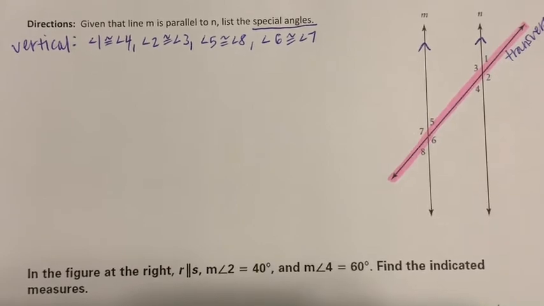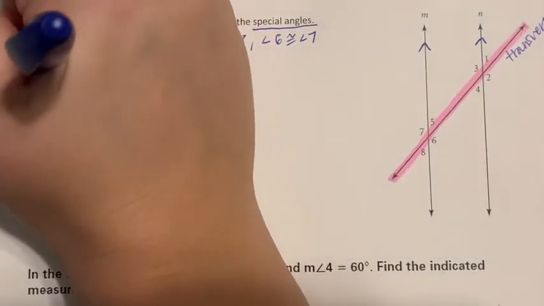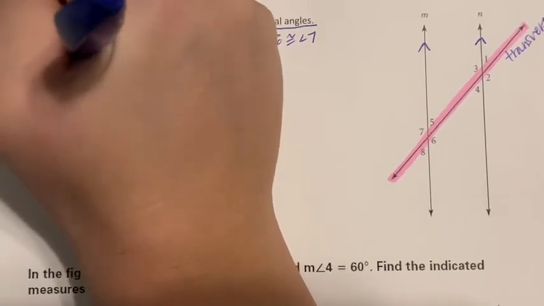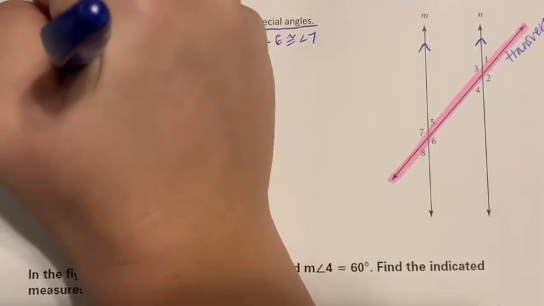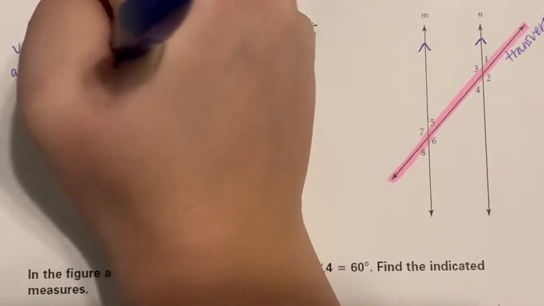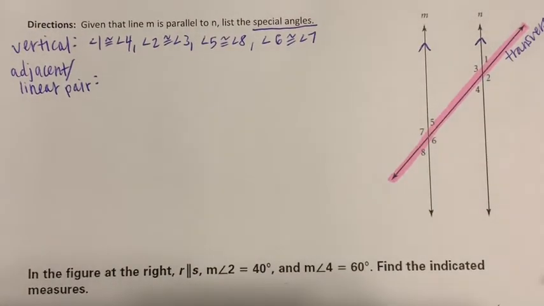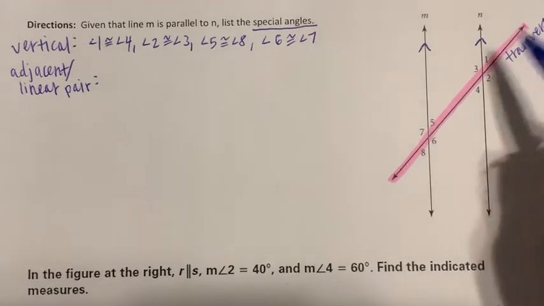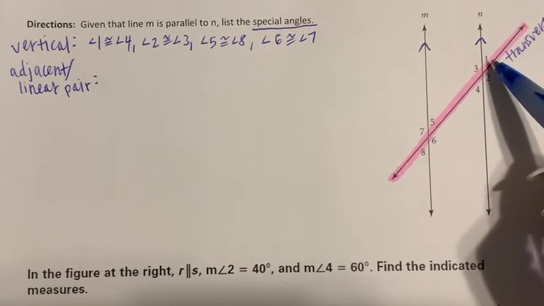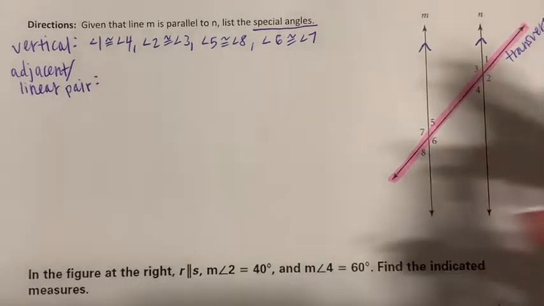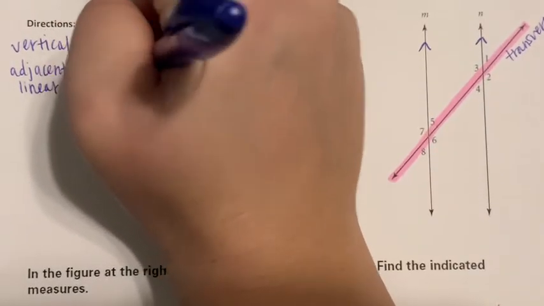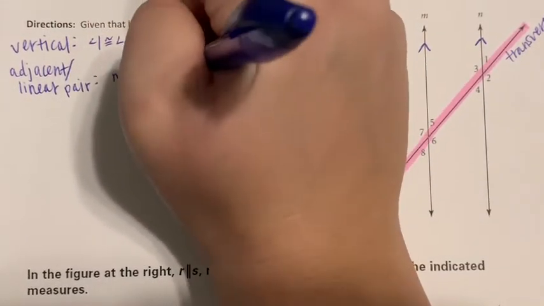We have also learned adjacent angles or linear pairs. So we could also do those. So I'll say adjacent / linear pair. And those would be angles that are next to each other. So we could say measure of angle 1 plus measure of angle 2 adds to 180 degrees.